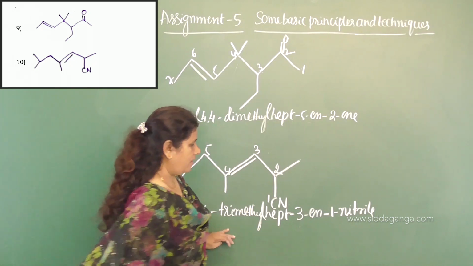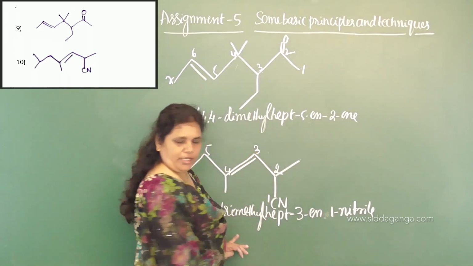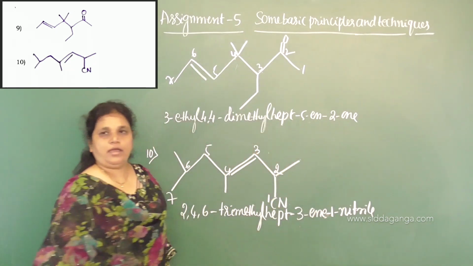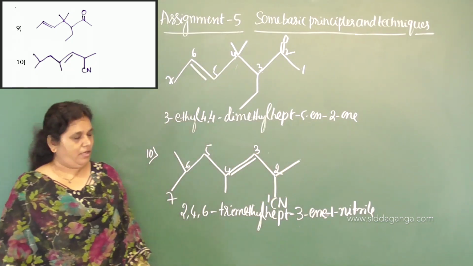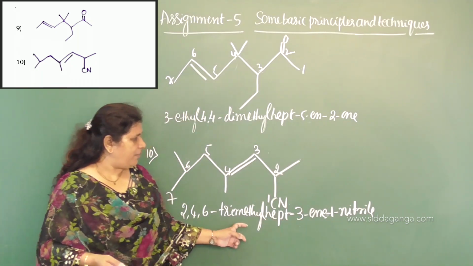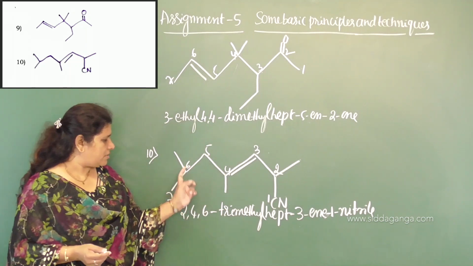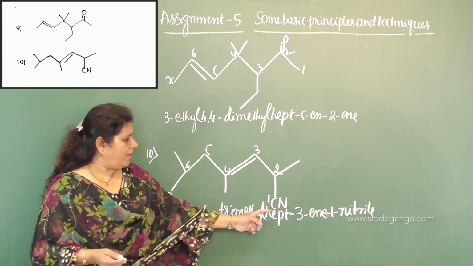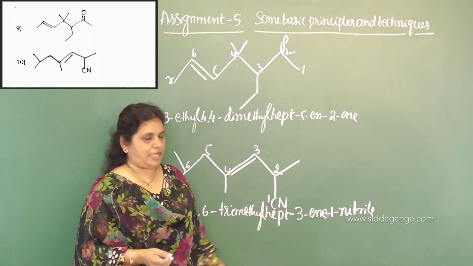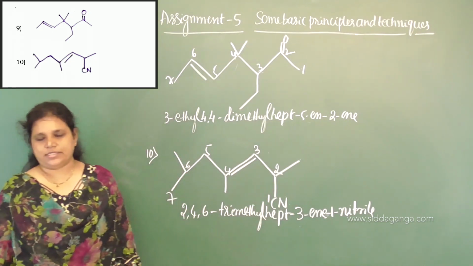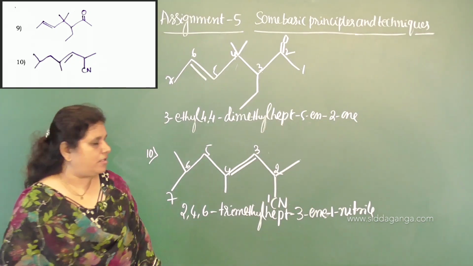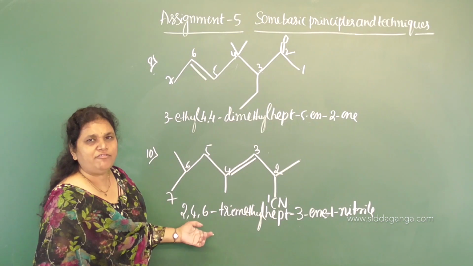So, while writing ene, you can retain the terminal E here as the secondary suffix starts with N. You can retain the terminal E here. So, what is the name then? 2,4,6-trimethyl hept-3-ene, then 1 nitrile. 3-ene 1-nitrile is the IUPAC name for the given compound, the last compound in the bond line formulae.